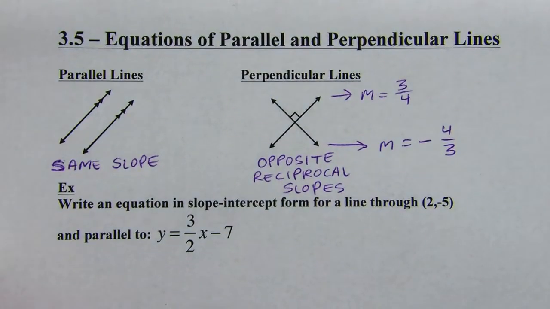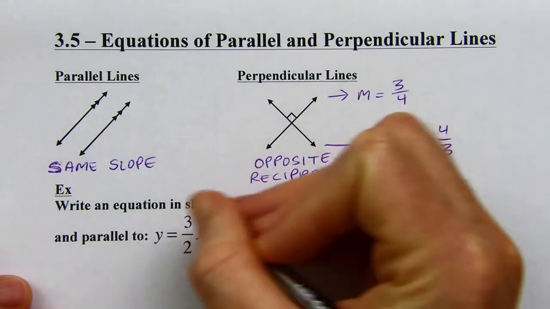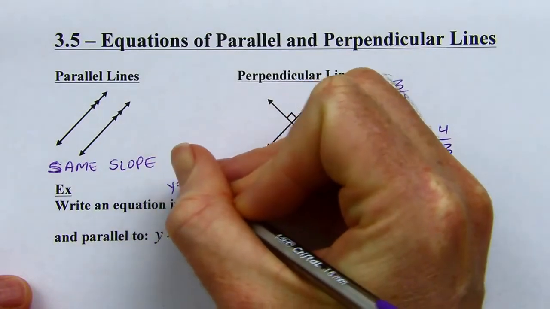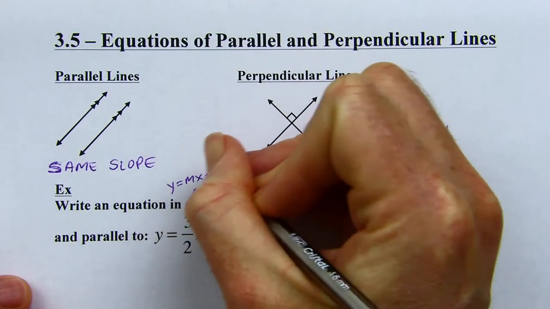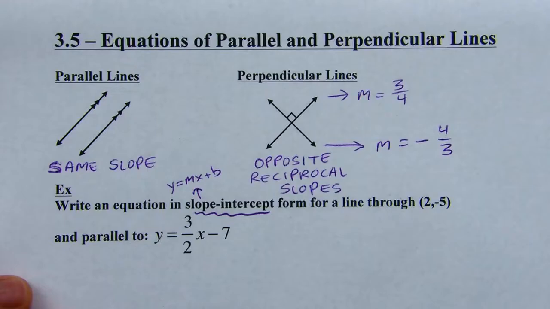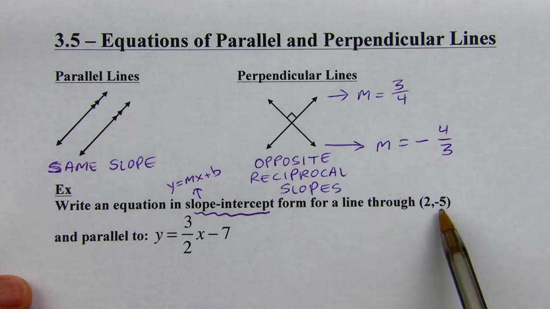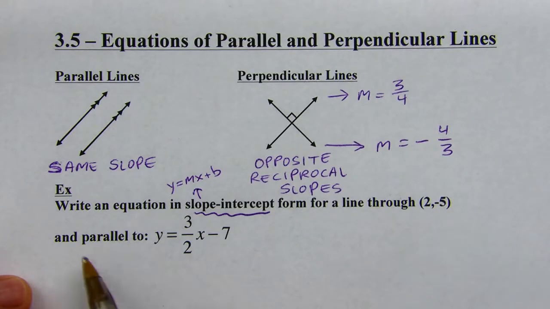Okay. All right, so this first example, let's write an equation in slope-intercept form. So let's make sure we remember what slope-intercept form looks like. That's y equals mx plus b. So we're going to want our answer in that format. This equation's in slope-intercept form. So our line's going to go through this point (2, -5), and it's going to be parallel to this line.